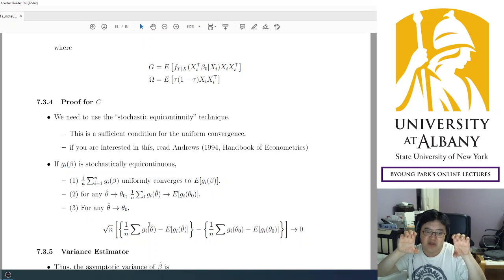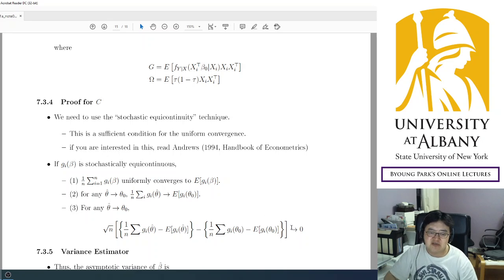So their difference should be converging to 0 quickly enough. Quickly enough, how quickly? It must be faster than square root n. Even if you multiply by square root n, still the difference must be converging to 0. So then, why is it called stochastic equicontinuity?